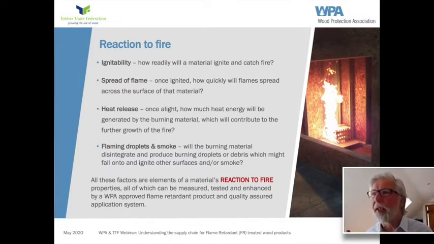And the photo on the right-hand side of this slide is what we sometimes call an SBI test, a single burning item test, and it's basically doing what I explained at the beginning. It's like mimicking the corner of a room, a source of combustion, perhaps a waste paper basket or something, and then how do the substrates react to that fire.